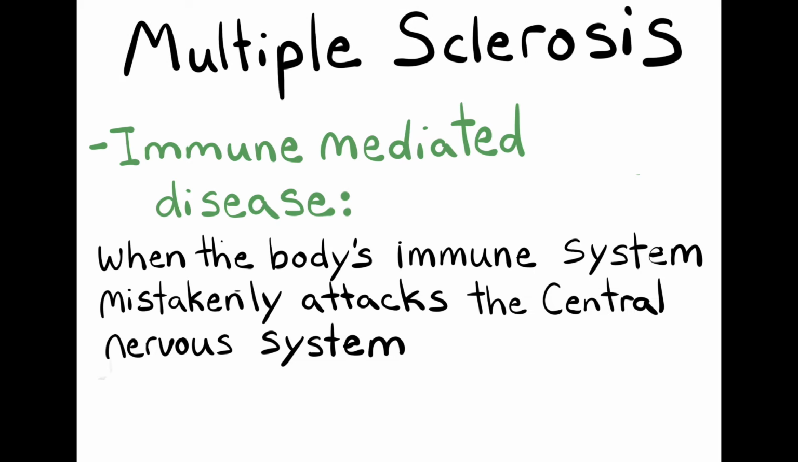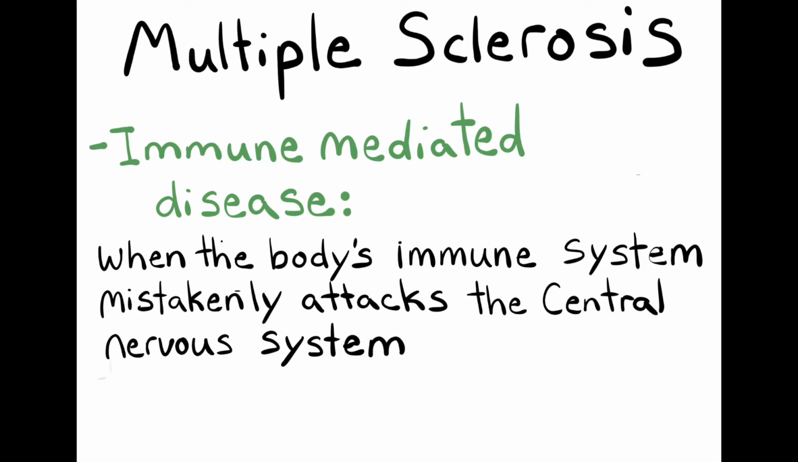Multiple sclerosis is a disease of the central nervous system. Affecting over 2.3 million people worldwide, it is a leading cause of neurological disabilities in young adults. Multiple sclerosis is considered an immune-mediated disease, meaning a disease in which the body's immune system mistakenly attacks the central nervous system.